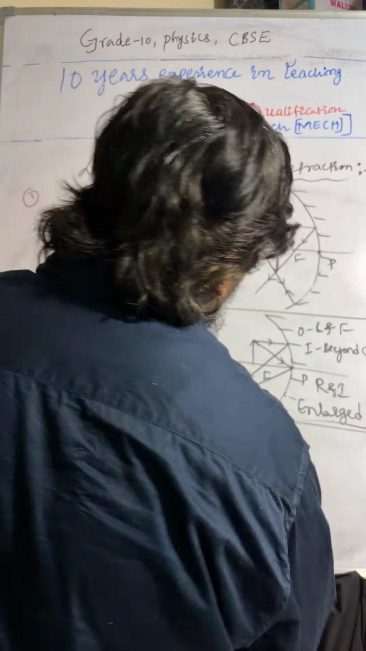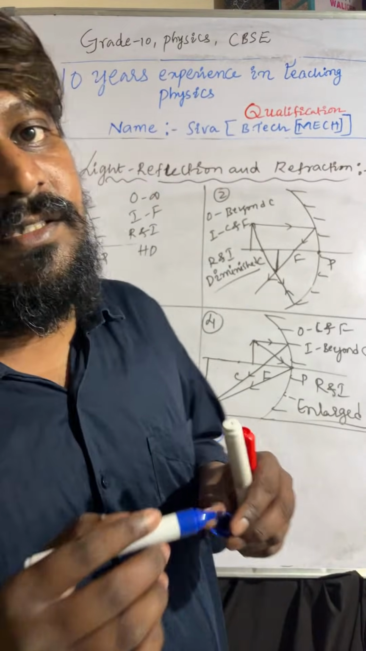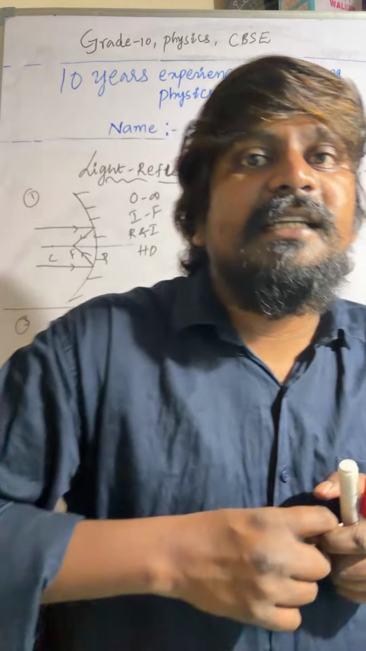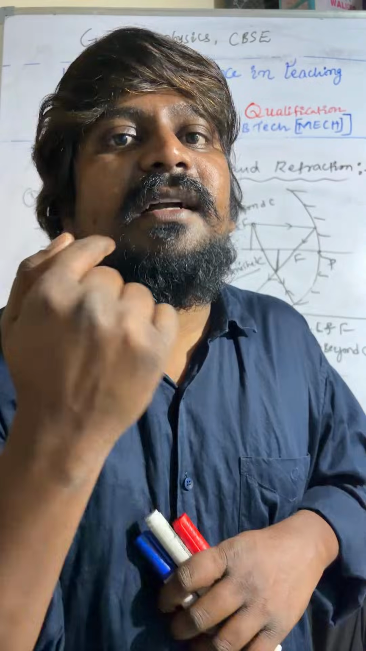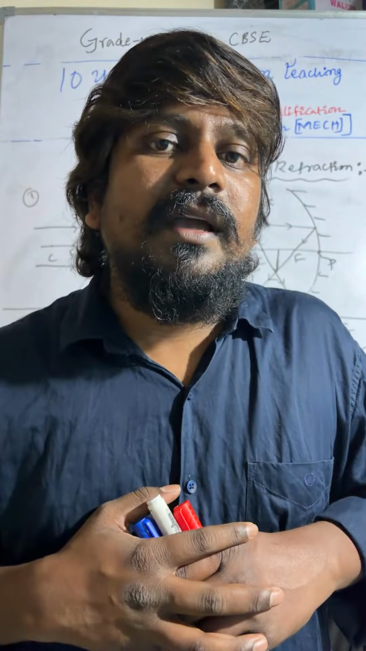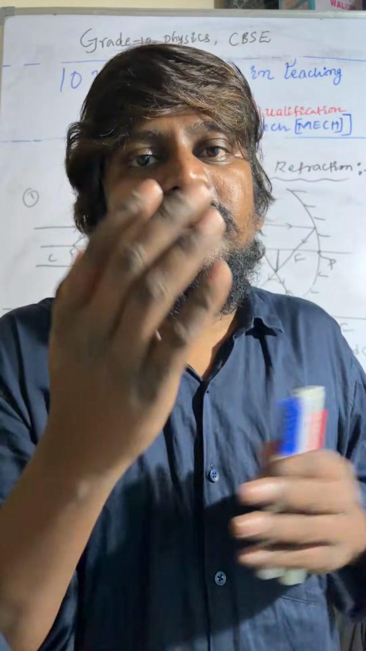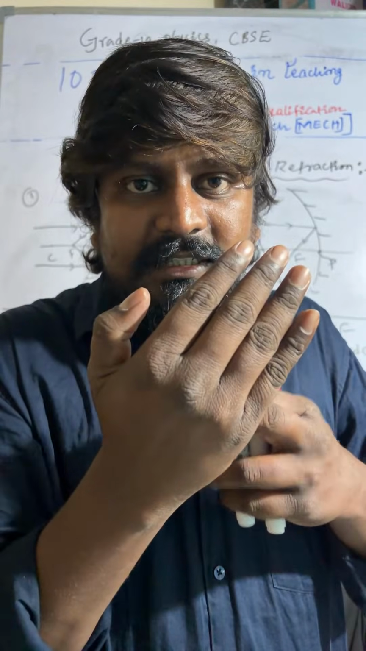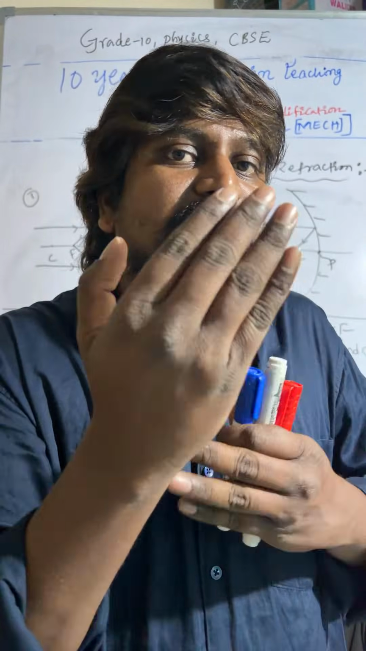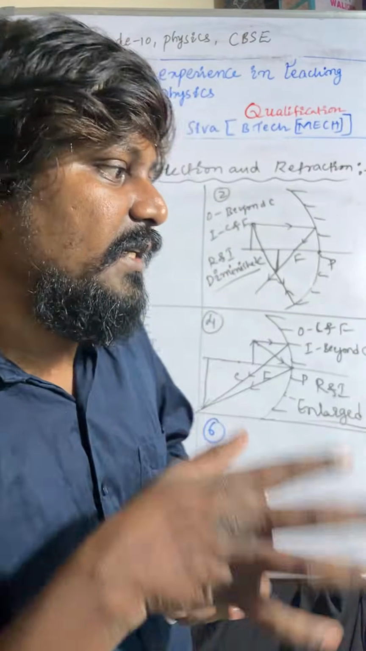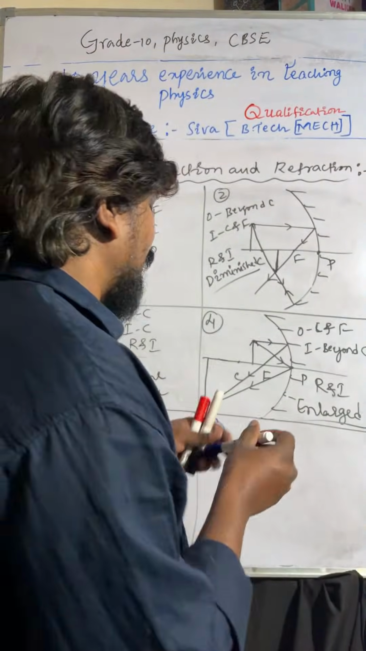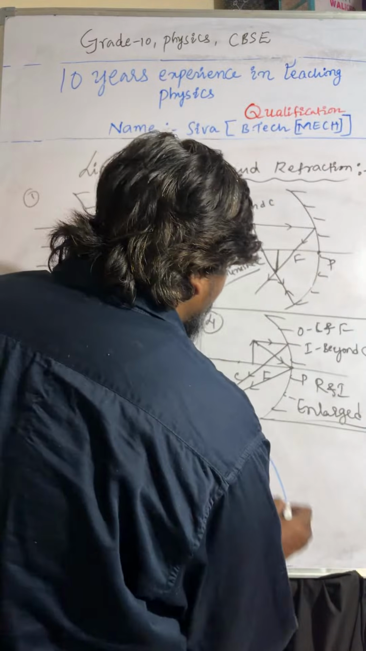The sixth one is very, very important. A dentist will use this mirror to observe the teeth of the patient. In this case only, when the object is placed between F and P, the image will appear virtual, erect and enlarged. Compared to the object, image size is increased. So here, very, very important.